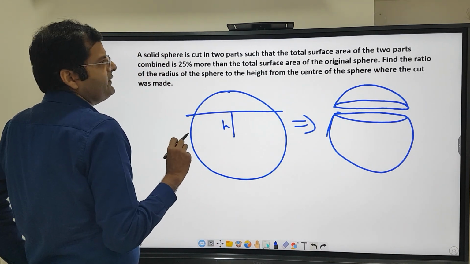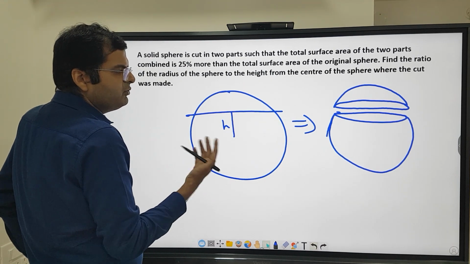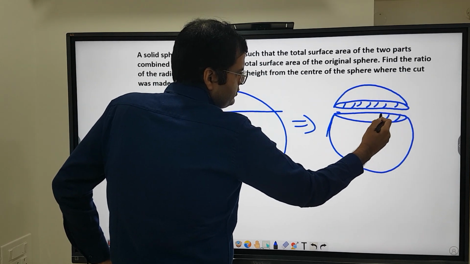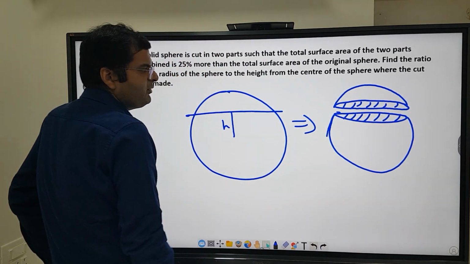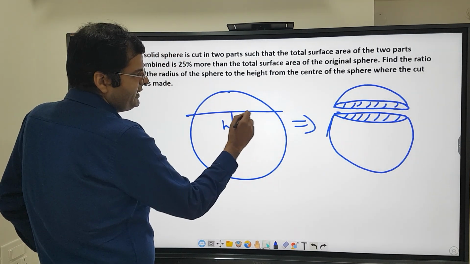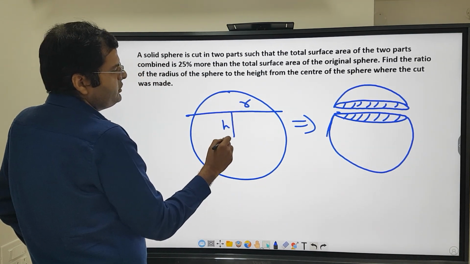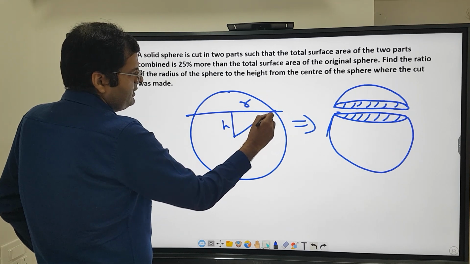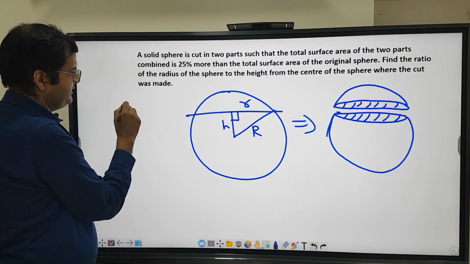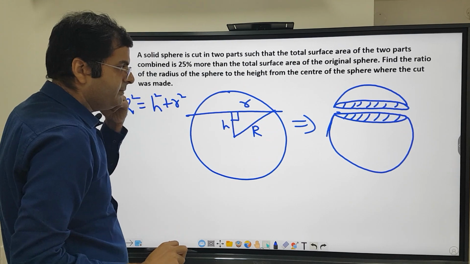Now it says the total surface area of these two pieces is 25% more than this. So if you look at it, what have you created? If you cut this, you create these two surfaces. Let the radius of this surface be small r, and assume the radius of the original sphere to be capital R. So from this right angle triangle, I get capital R square is equal to small h square plus small r square.